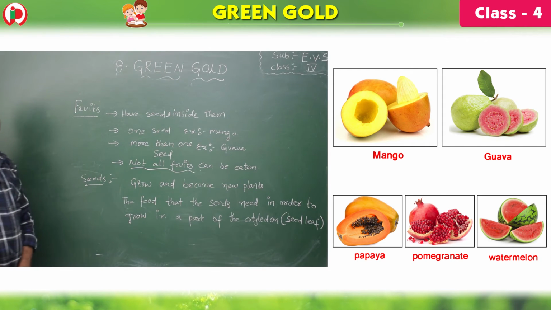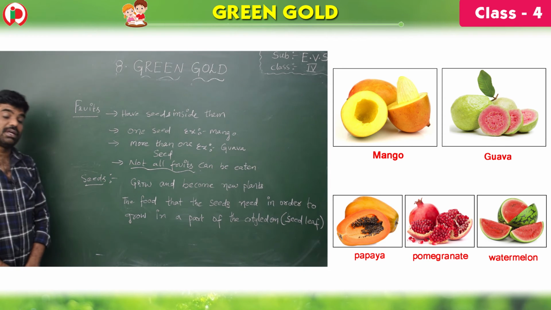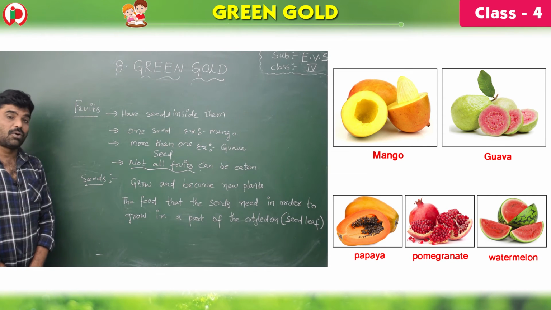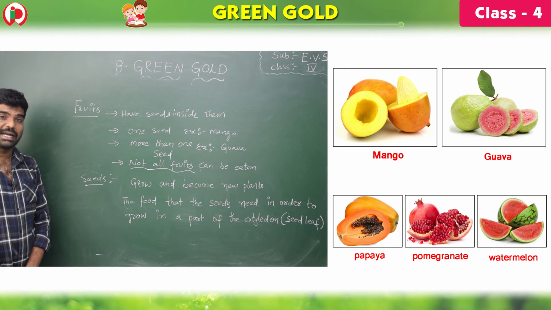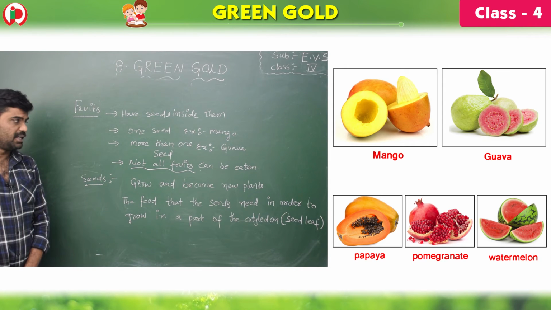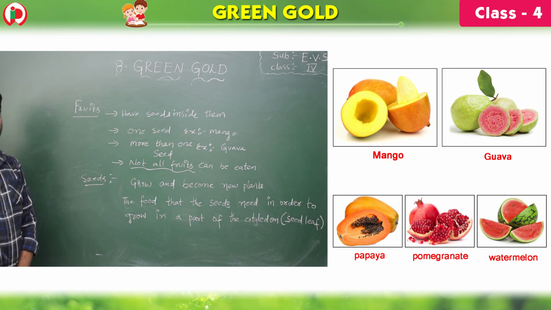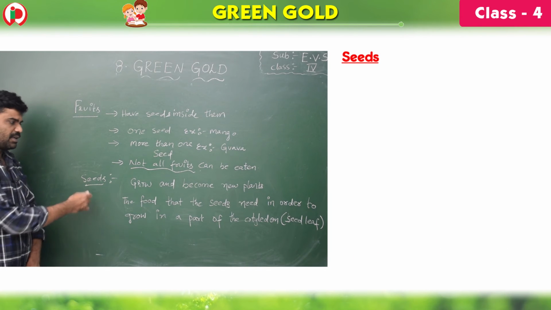Some fruits have only one seed. The best example is mango. Some have more than one seed, children. That is guava, and pomegranate, papaya, and watermelon have lots of seeds. And one more thing you can keep in mind: not all fruits can be eaten. Now let's go to the seeds, children.